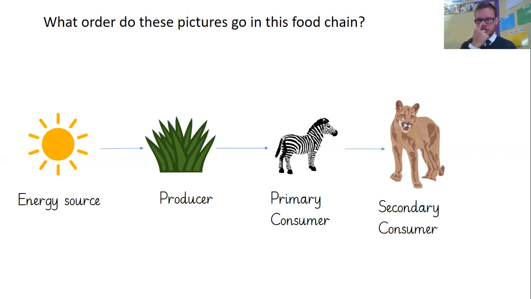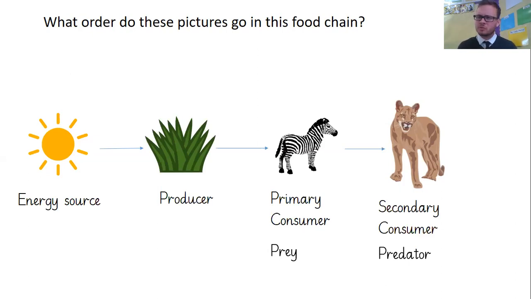Now, there are other words we could use for the zebra and the lion. Have a think, say them to me. Well done if you said prey and predator. So the prey in this case is the poor zebra. He's not having a good day, is he? He is eaten by our predator, which is the lion. Now, some of you may be thinking, actually, something else might eat the zebra, and you're completely right. It isn't as simple as this all the time in food chains, and we'll have a look at that a bit later on in the lesson.